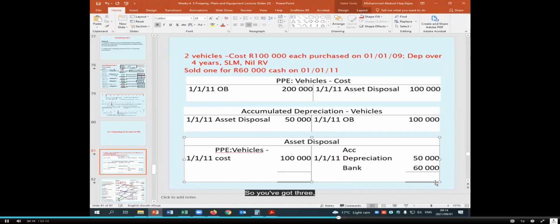So you've got three figures that you are comparing. The first one is your cost and accumulated depreciation. That's telling you that the carrying amount of my asset was 50,000. That was what I was recording and saying it's worth. But I sold it for 60,000. So can you see, you immediately can understand that we have made a profit on selling this asset because it was worth 50,000, but we sold it for 60.